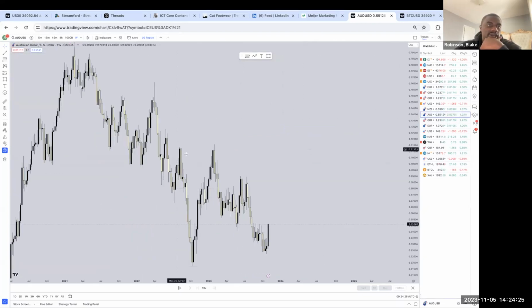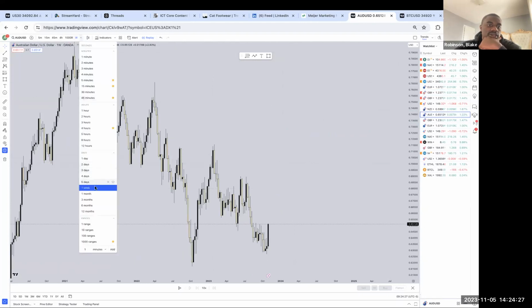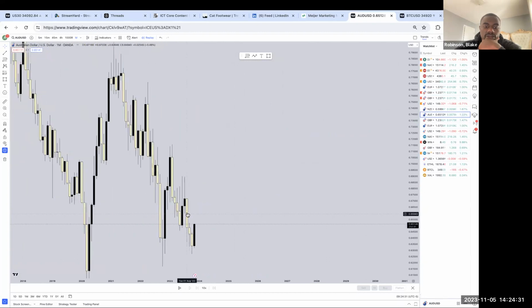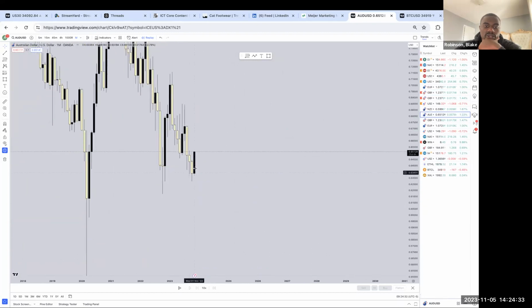I think all these pairs are kind of doing the same thing. Like if you look at AUD/USD, I don't really trade this one. Again, AUD hasn't really hit its fair value gap. We broke structure here. There's a small imbalance right there that we think AUD will probably trade into.